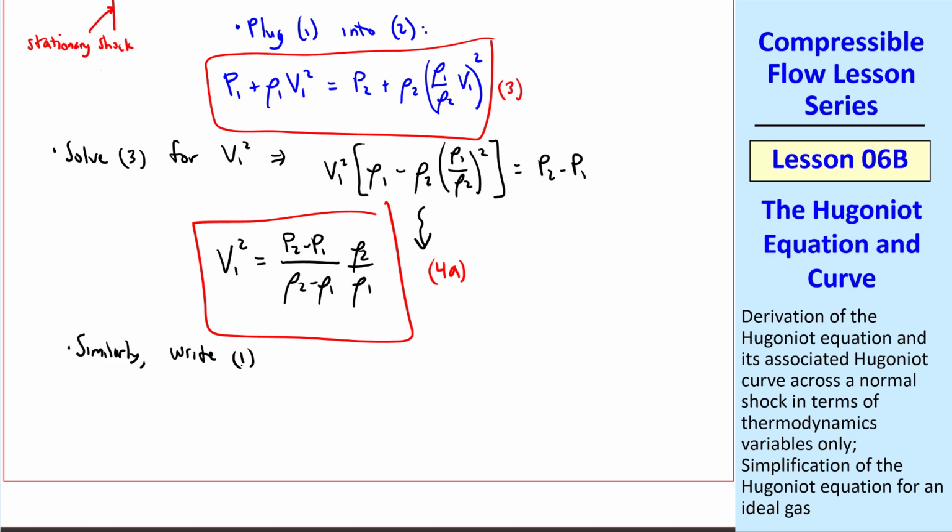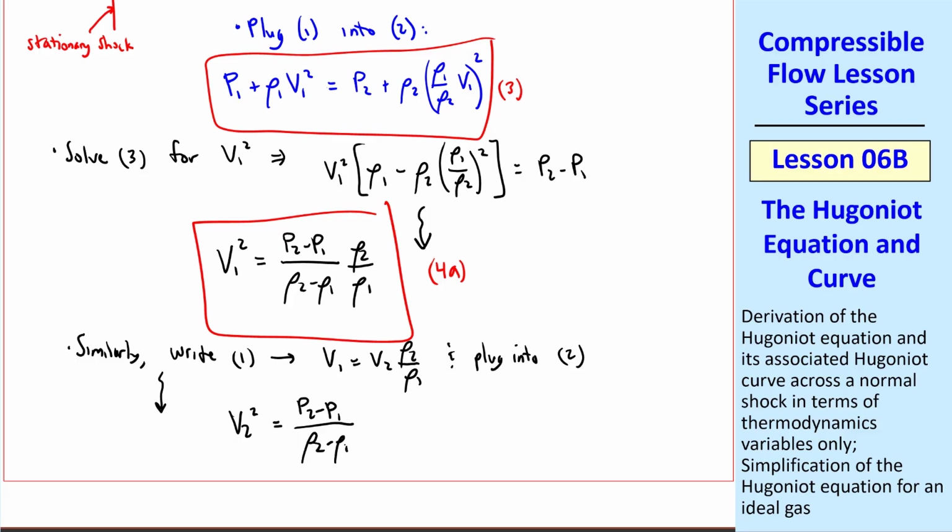Similarly, let's write equation 1 in terms of v1 instead of v2, and plug that into equation 2. And after some very similar algebra to what we did here, we get v2 squared equal p2 minus p1 over ρ2 minus ρ1, ρ1 over ρ2. And this equation I'll call 4b. Again, speed as a function of only pressures and densities. And you can see the reciprocal of the densities here as the only difference between these two equations.